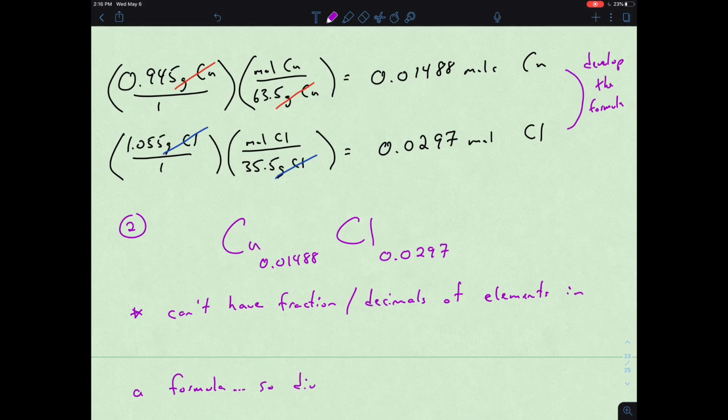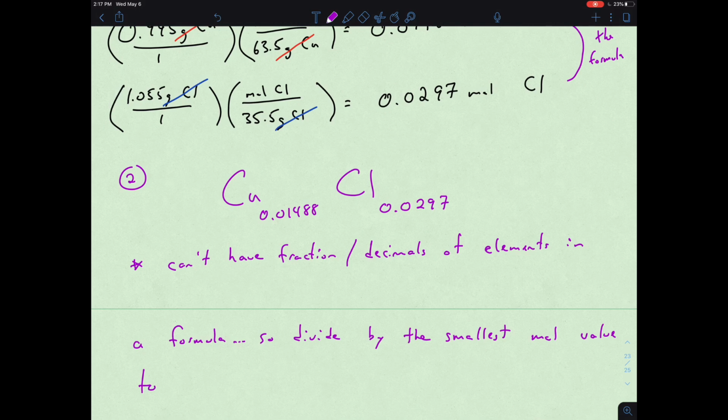So basically we divide by the smallest mole value to simplify and develop the ratio.